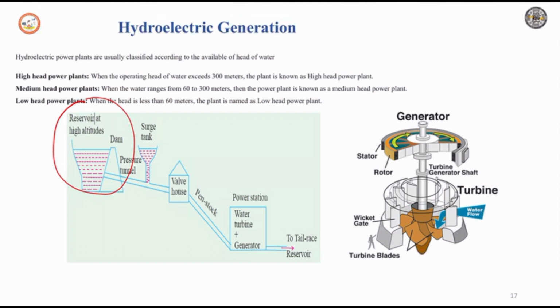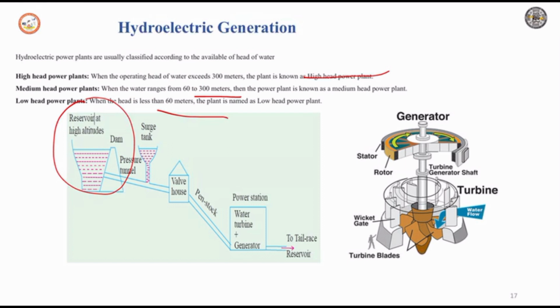We can classify these power plants depending on the head, that is the height of the reservoir, and the way the turbine is placed. Depending on that, we can classify them as high head, medium head, and low head power plants. When the operating head of water exceeds 300 meters, the plant is said to be a high head power plant. If the water head ranges between 60 to 300 meters, it is a medium head power plant. If it is less than 60 meters, it is a low head power plant.